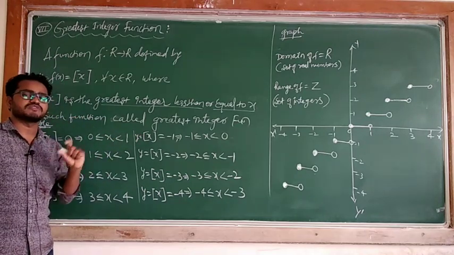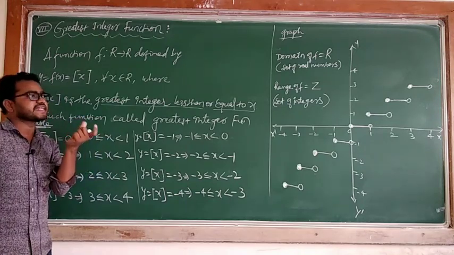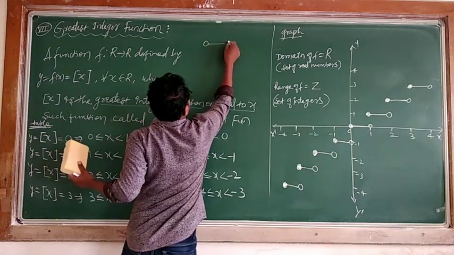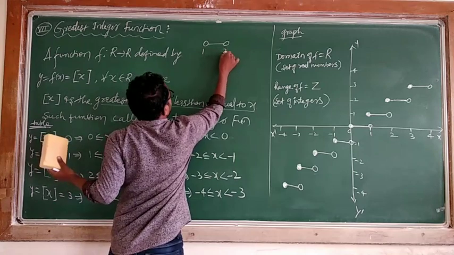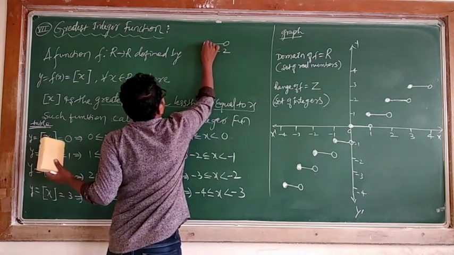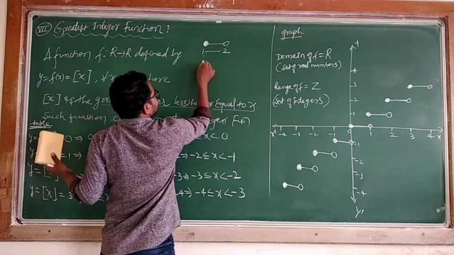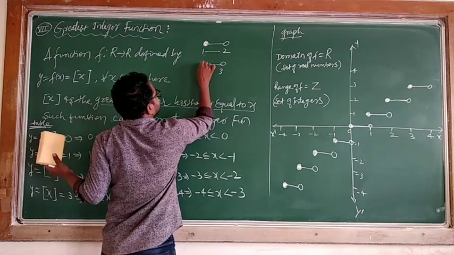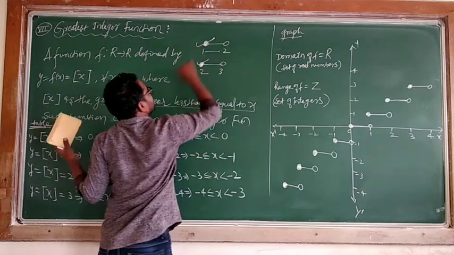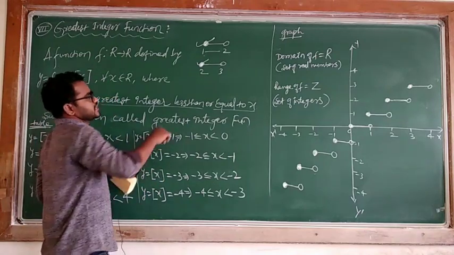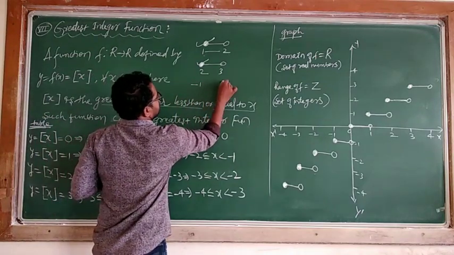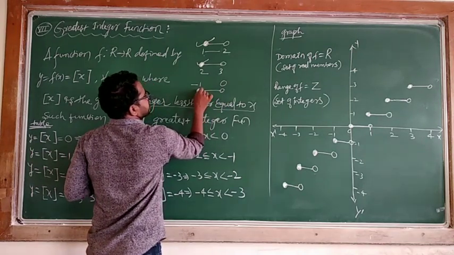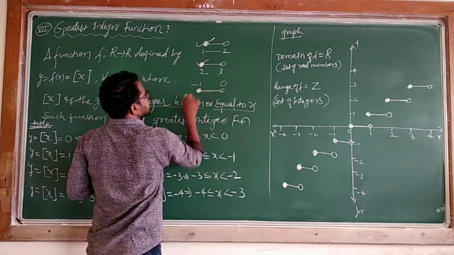If it is a fraction between two integers, you take the smaller one. So if it lies between 1 and 2, the answer is always 1. If it lies between 2 and 3, the answer is 2. This is the value of y. If it is minus 1, the value is minus 1. When it lies between minus 1 and 0, any value in between is considered like this.